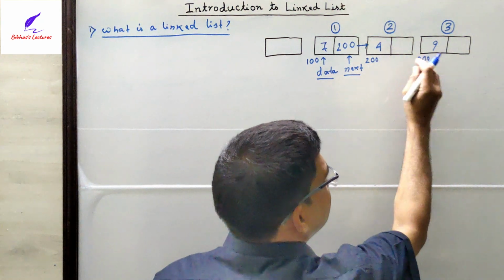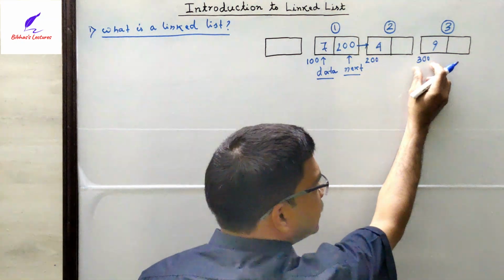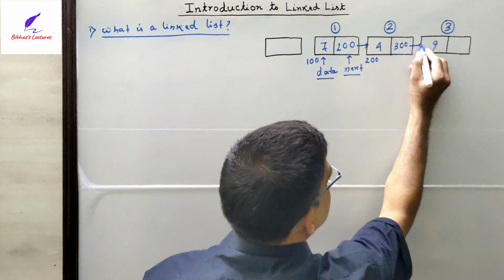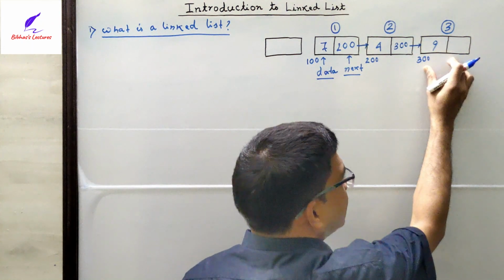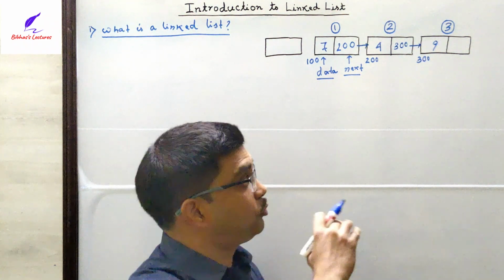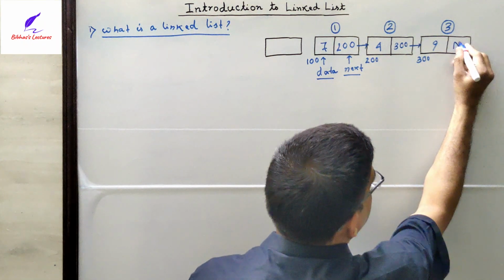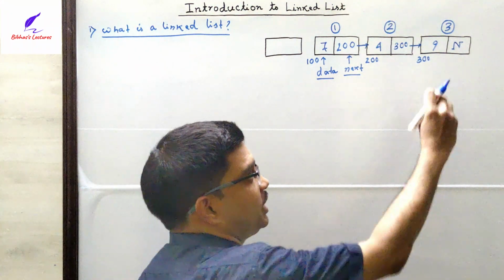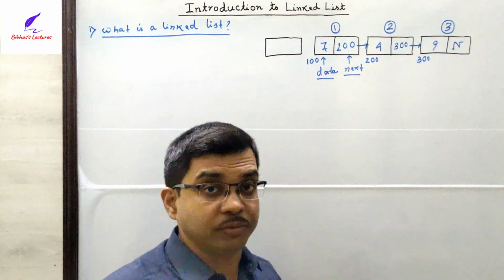Now after 200, 300 is there. So 200's next part will contain the address of its next node, that is 300. So 200 is connected with 300, and you can see from the figure that after 300 no node is there. So 300 is the last node of the list, and since no node is there, its next part will contain a null value. If the next part of any node contains a null value, that means after that node no node is there, that means this is the last node of the list.